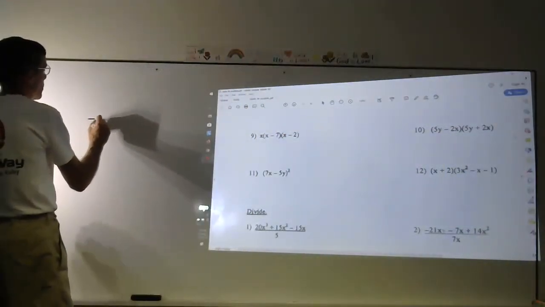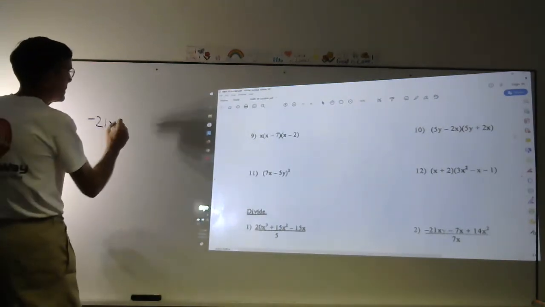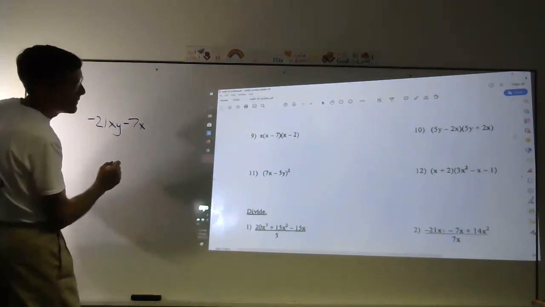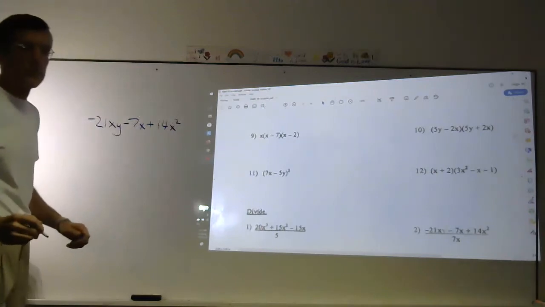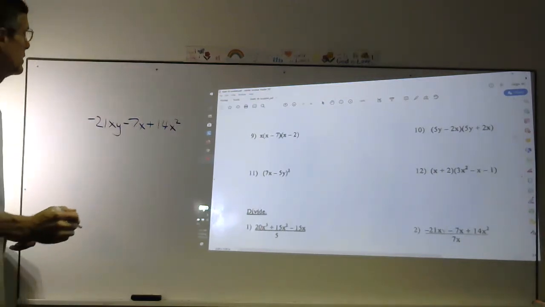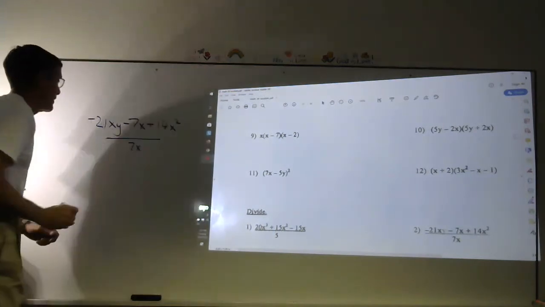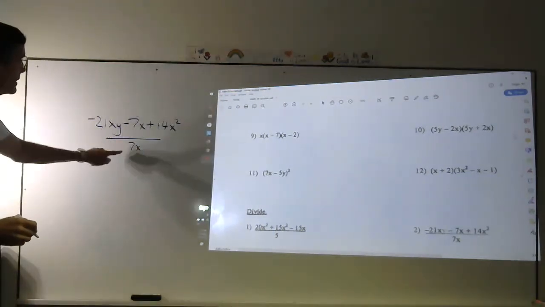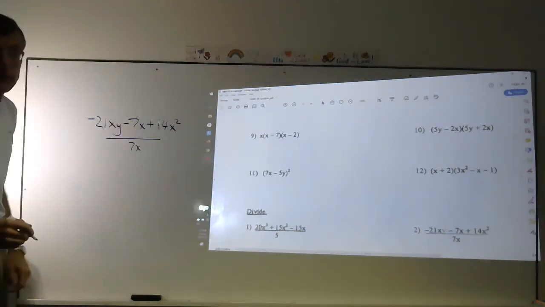Minus 21xy minus 7x plus 14x squared, all over 7x. Now, you've got to divide it. It's kind of like distributive property. You've got to take it into each one, just like we did the 5.